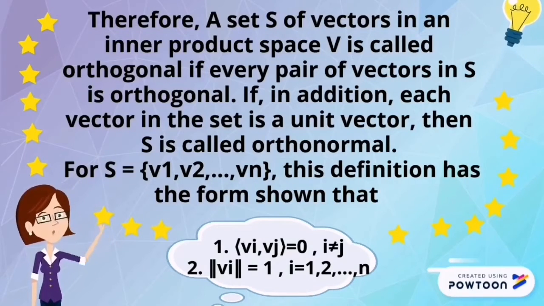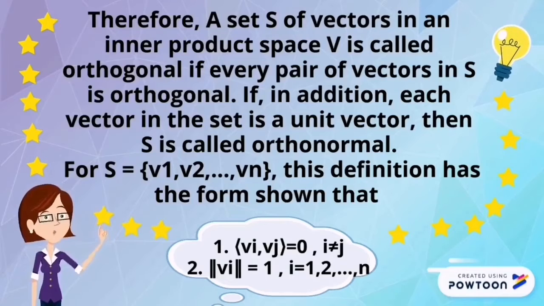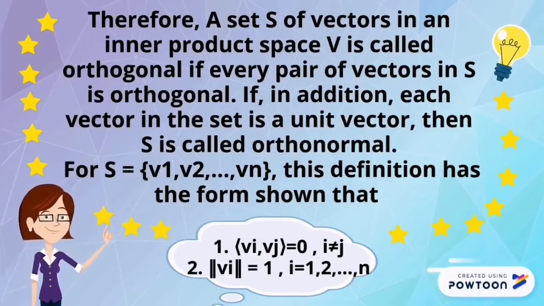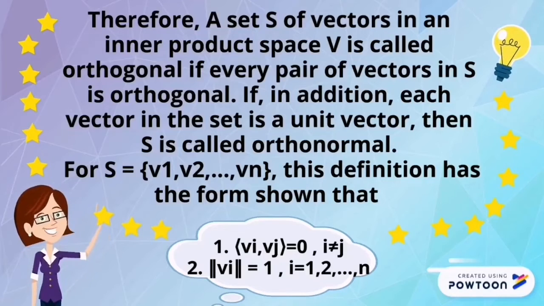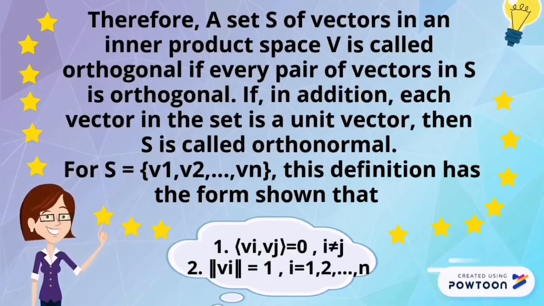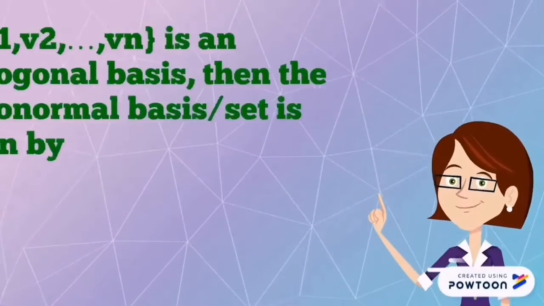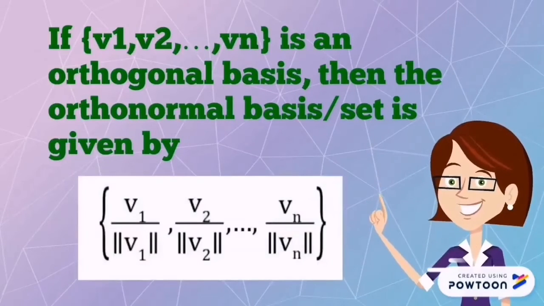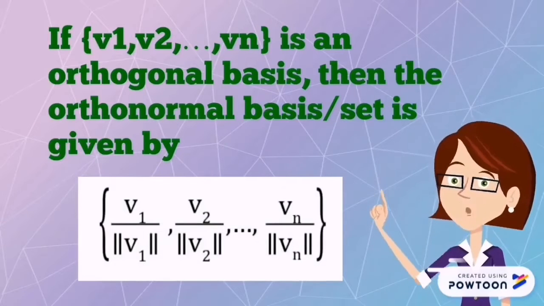For S equals V1, V2 until Vn, this definition has the following form. First, Vi dot Vj equals 0, where i is not equal to j. Second, the length of vector Vi equals 1, where i equals 1, 2 until n. If V1, V2 until Vn is an orthogonal basis, then the orthonormal basis or set is given by normalizing each V.